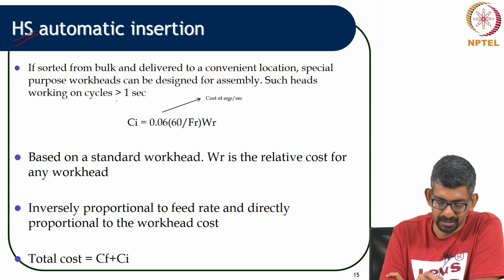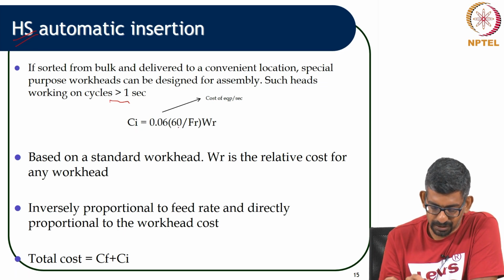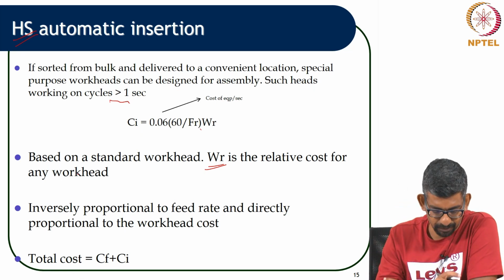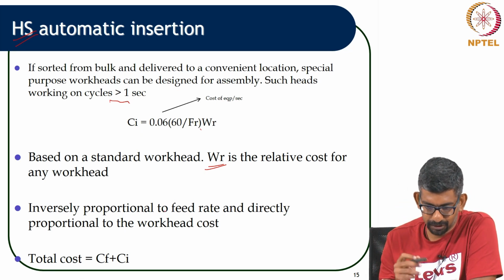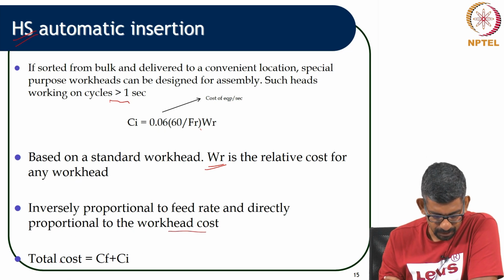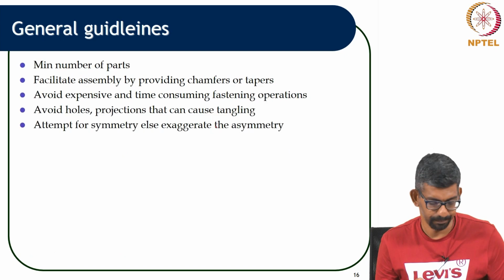For such heads working on cycles greater than 1 second, CI, the cost, is 0.06 times 60, which is again the cost of the equipment per second, times WR. So, what is WR? WR is the relative cost of any work head. Work head means one head per work, and it is inversely proportional to the feed rate, very similar to the other one, and directly proportional to the work head cost. So, your total cost now will be CF plus CI. CF is something that we saw, CI is given here, in terms of your work head.